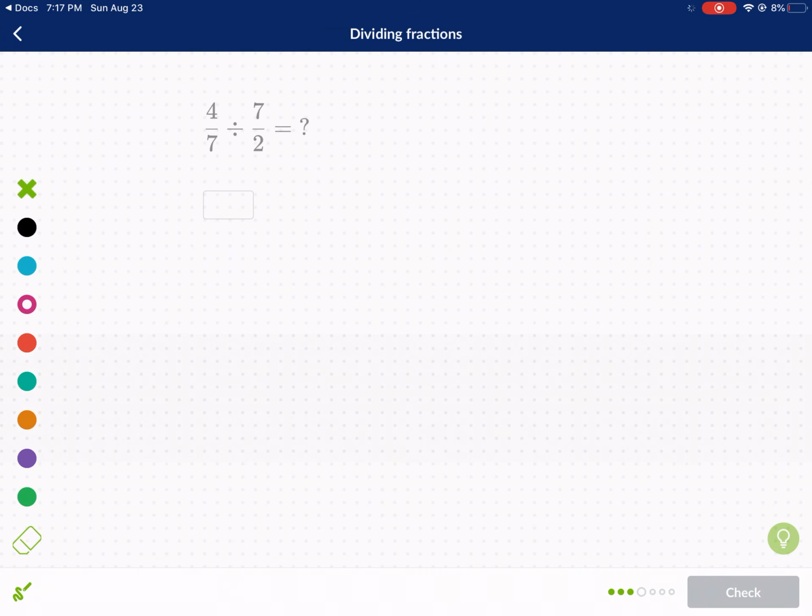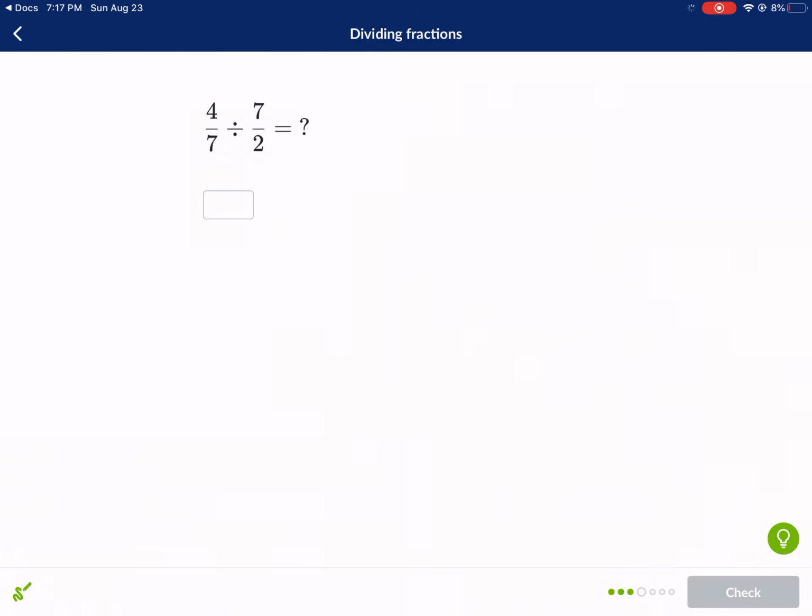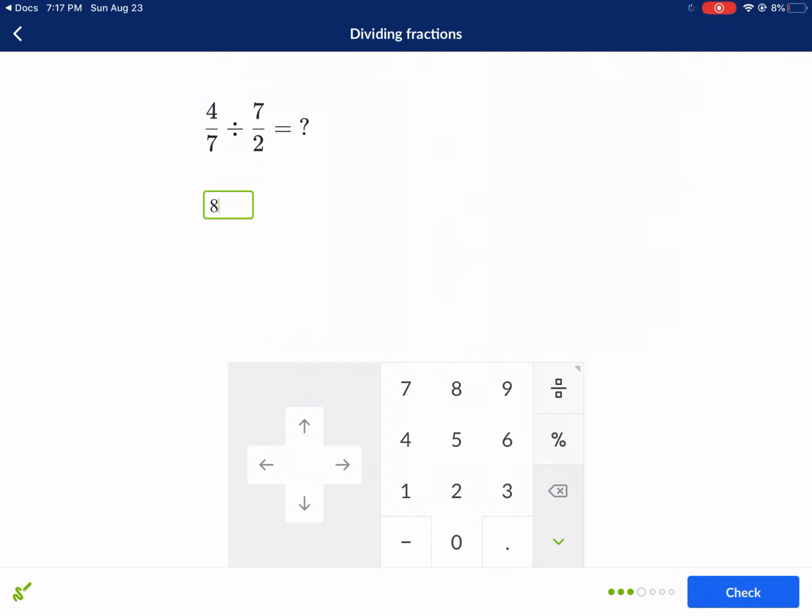Same deal here. We're going to keep, change, flip. We're going to multiply by the reciprocal. 2 over 7. Okay, so 2 over 7. Then we get 8 over 49, right? So we multiply, 8 over 49. Those do not go into each other. So we're going to write that as our final answer.